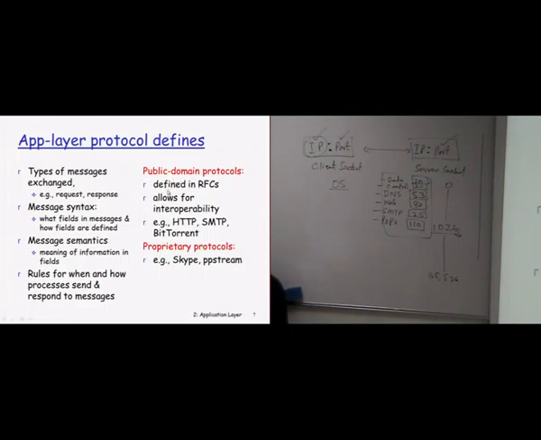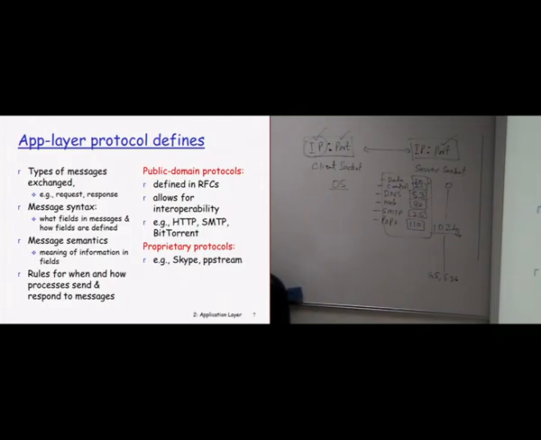Proprietary protocols, for example Skype, PPStream, point-to-point stream, these are the protocols defined by the company. These are the proprietary protocols for those companies. These are also used in their own applications, by the companies who have invented these protocols. Clear?